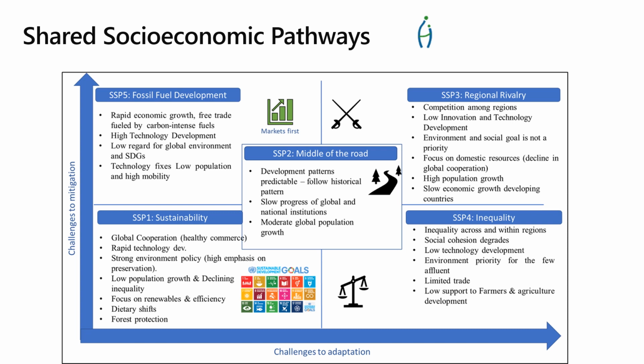So we validated our models against all the SSPs, and based on that we codified what future would look like if we are in SSP5 versus SSP2, which basically takes care of development patterns that's predictable, slow progress of global and national institutions, moderate global population growth. So we applied the climate models against all 5 SSPs for the 4 countries that we mentioned.